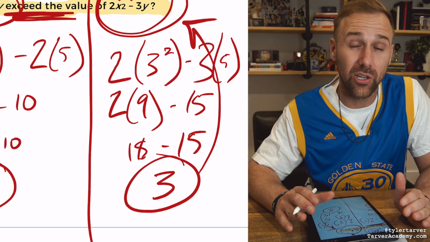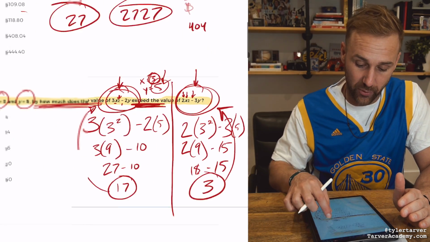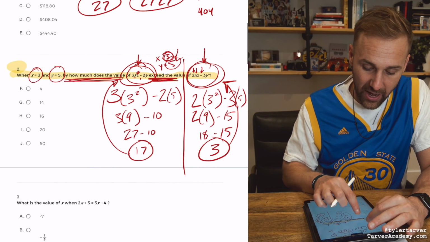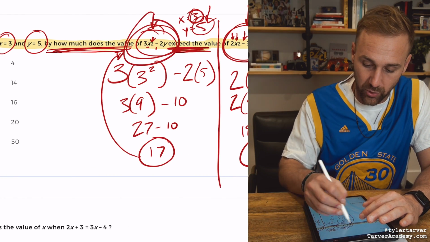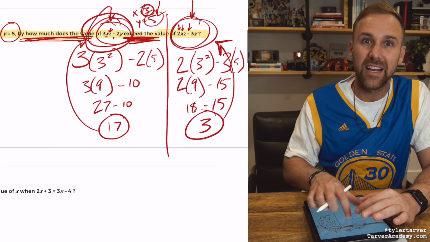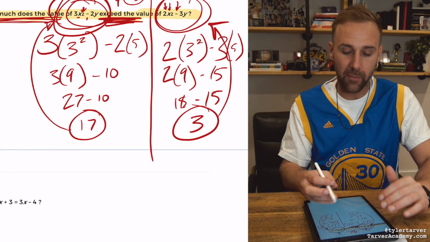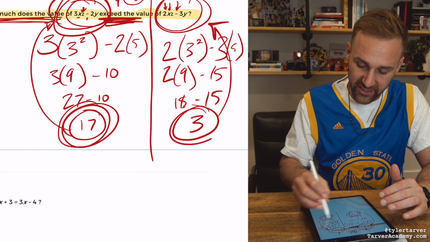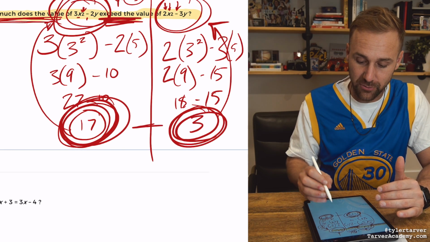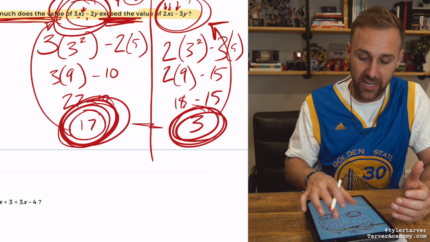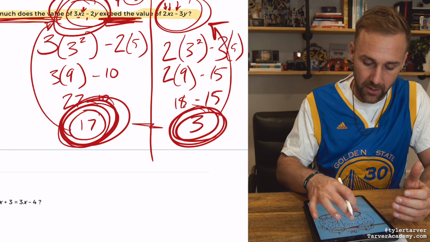Now, we are going to look at our original equation. Whenever x equals 3 and y equals 5, by how much does the value of this one exceed the other one? Exceed means more than. How much more than this one is this one? To find out how much more it is, you just subtract. 17 minus 3 is 14.